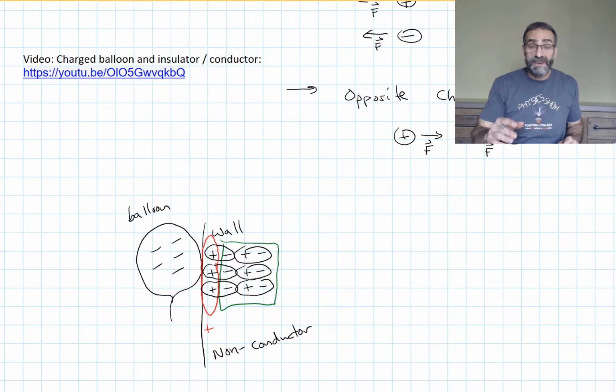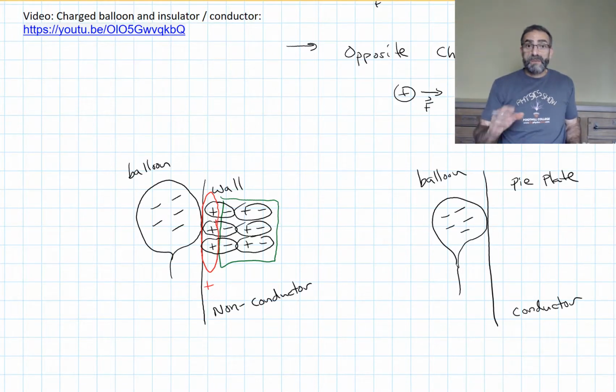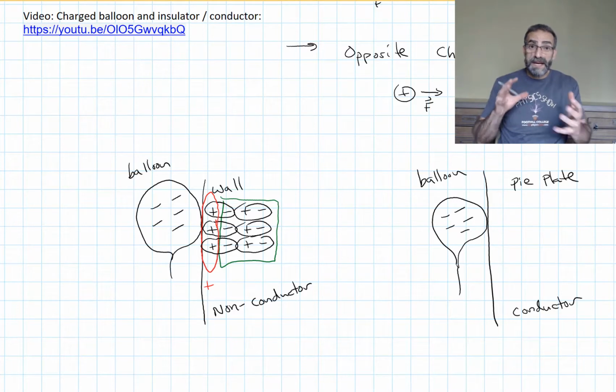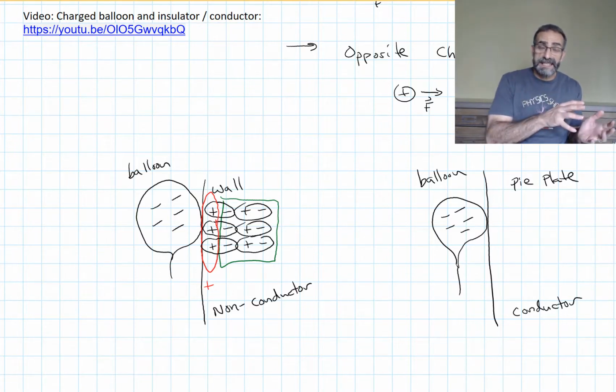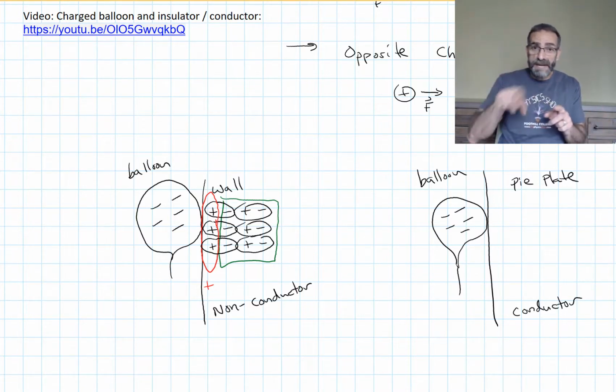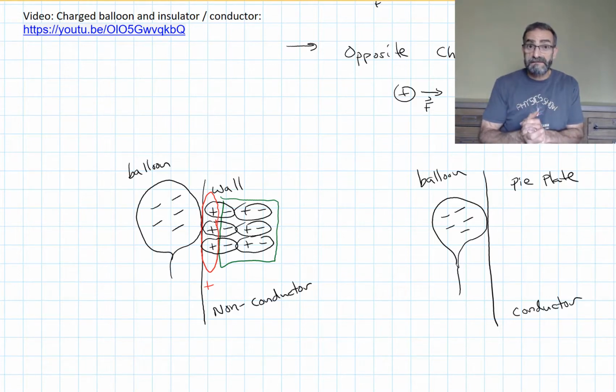Now, were you able to predict what would happen with the conductive pie plate? Did you think the balloon would stick to the conductive pie plate? It works out in a very similar way. When we bring that charged balloon up to that conductive pie plate, what's the definition of a conductor? The electrons are free to move throughout the material. They are not tied to each atom like they are in an insulator. They can move throughout the material freely.